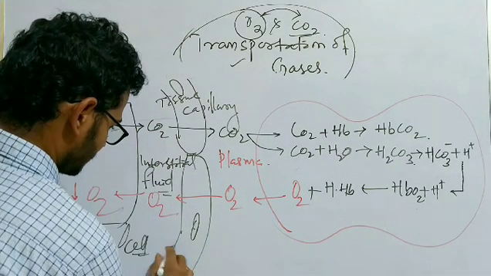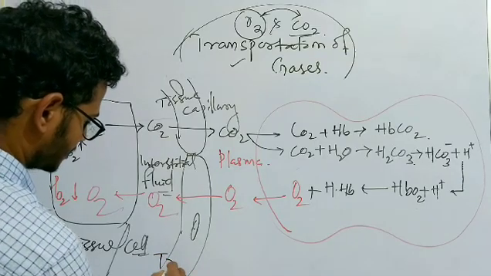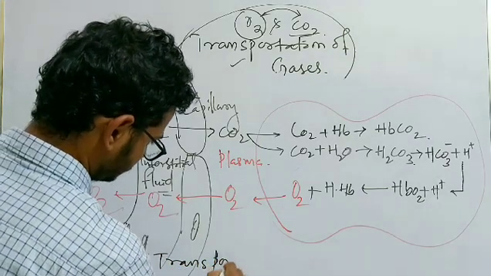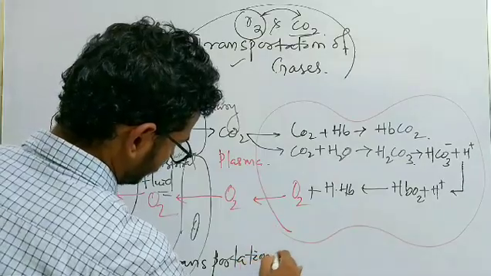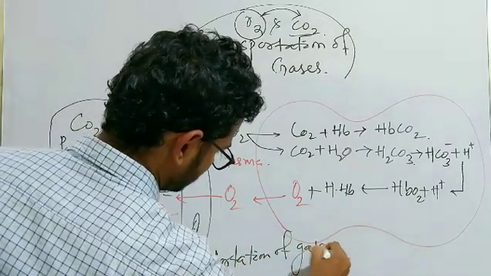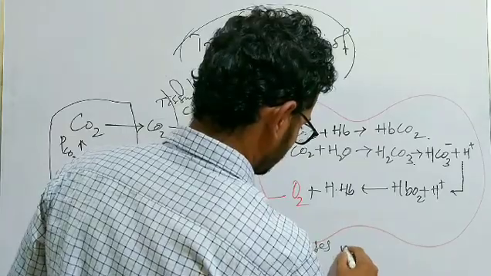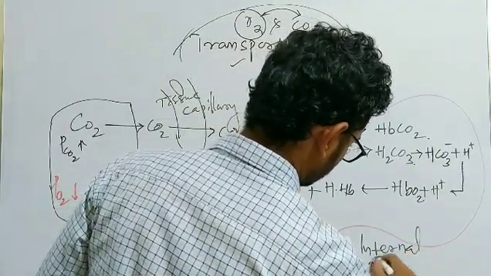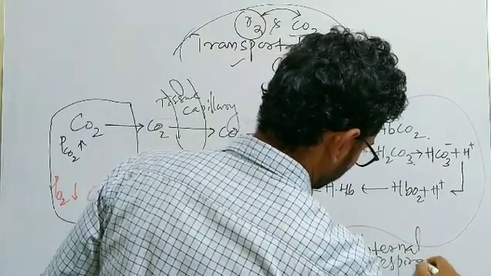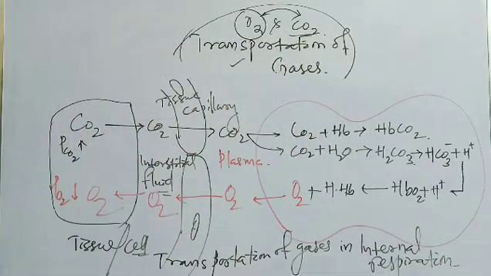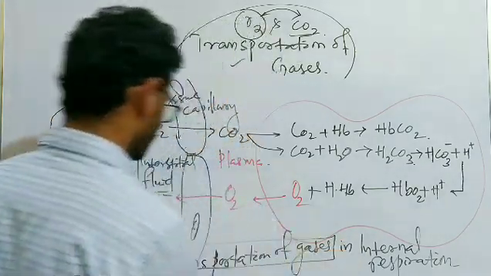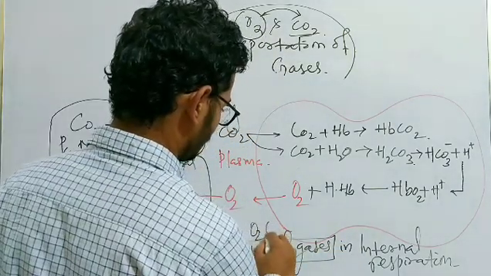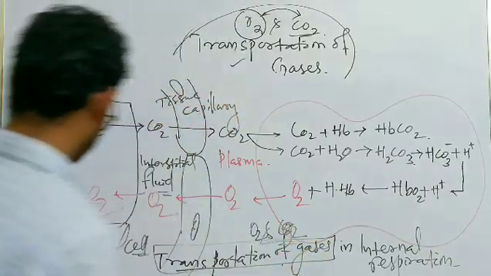So here it represents transportation of gases in internal respiration. So this diagram indicates internal respiration and the transportation of gases that are oxygen and carbon dioxide.